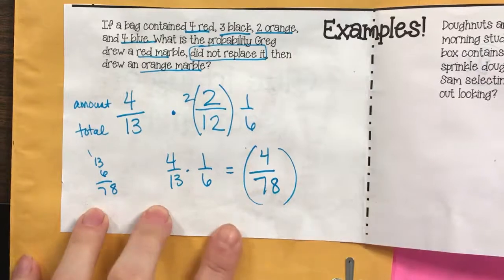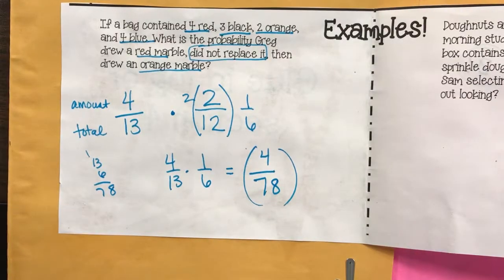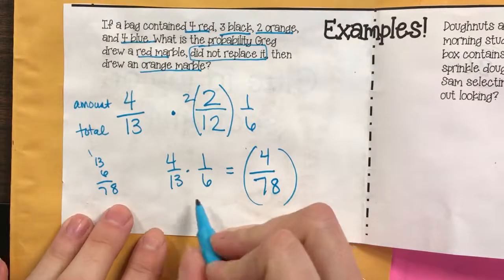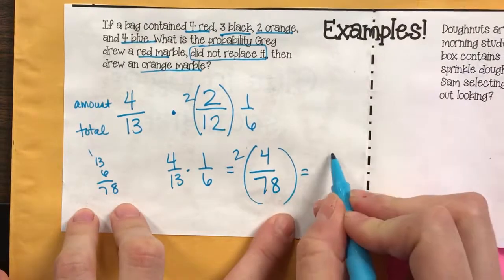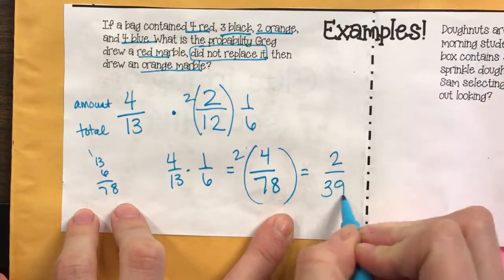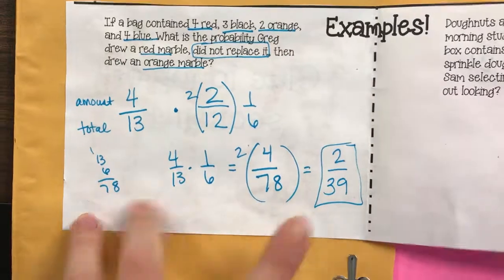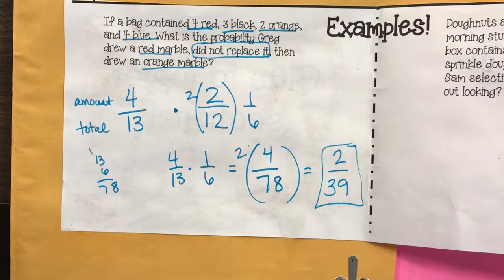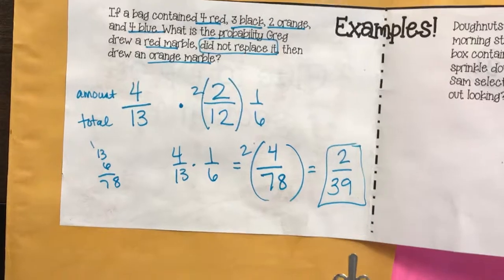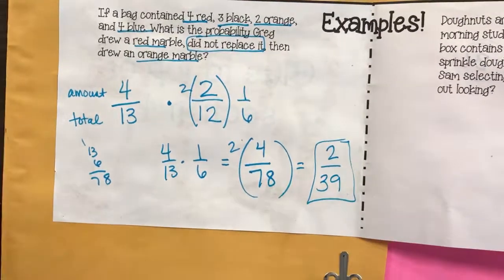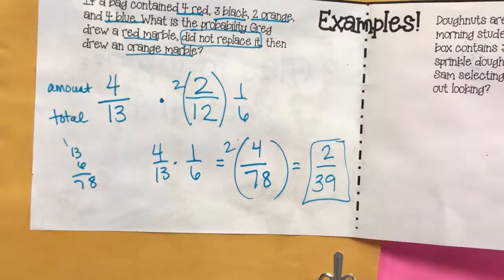What do you think? Could we divide by 2? 39. So 2 over 39. So that's my probability. The probability of a red marble, not replacing it, and then an orange marble out of what's left. So 2/39. Make sure we're writing this down, girls.